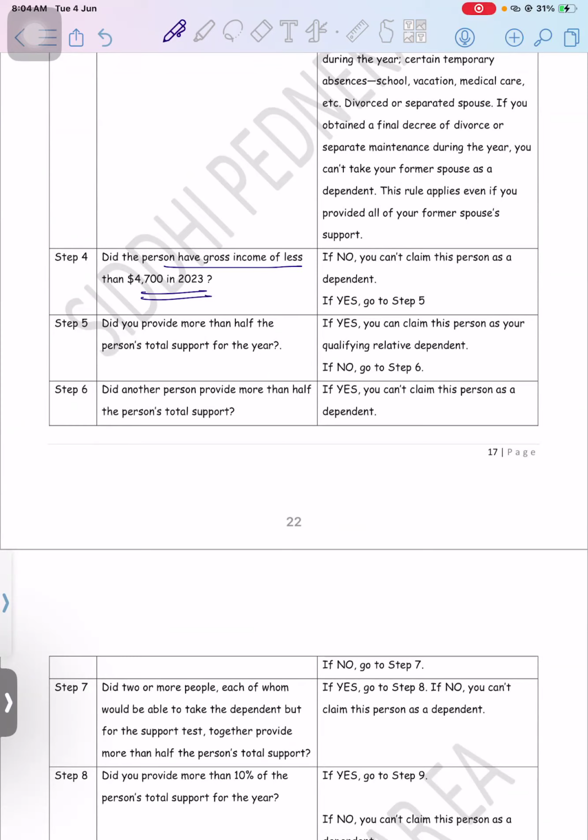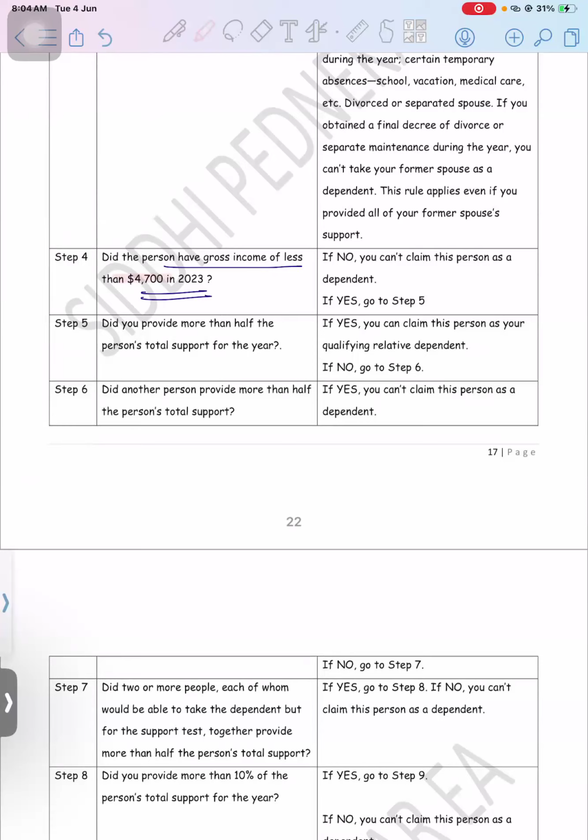Parent will include grandparent also, okay? And the siblings of your parent also, meaning your uncle and aunt will also be included in the parent. And the fourth was your in-laws and step relatives. If they are falling under the QR definition, check the gross income definition next.